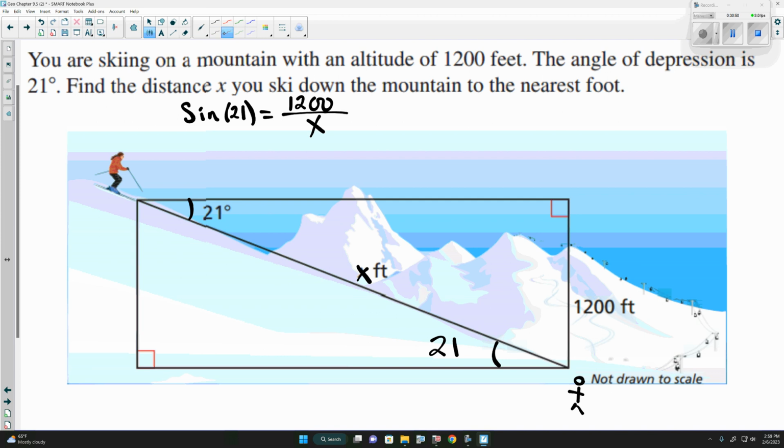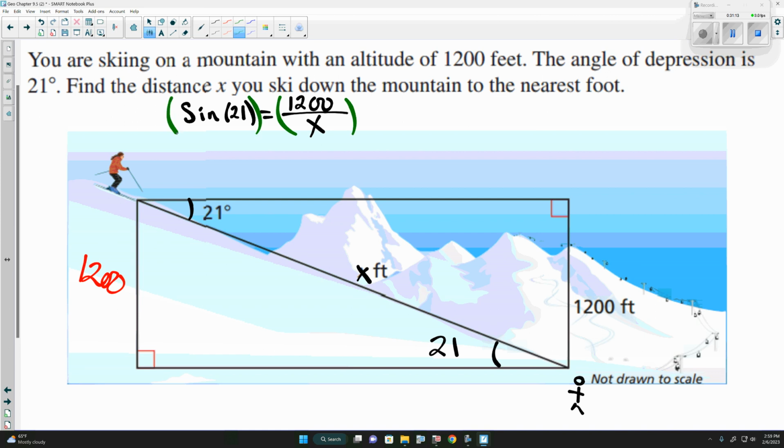I have a question. So this side is 1,200 feet. Will that side be 1,200 feet? Yes. It will be 1,200 feet.